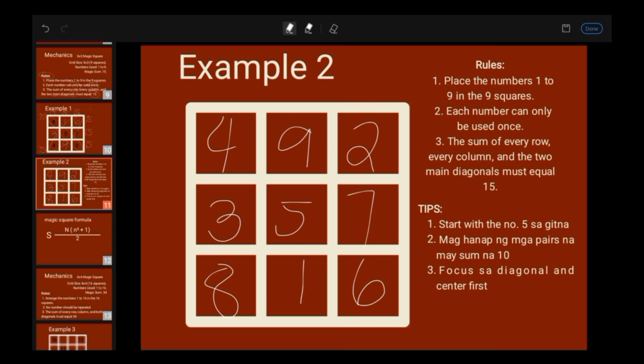4 plus 9 plus 2 is equals to 15. 3 plus 5 plus 7 is equals to 15. 8 plus 1 plus 6 is equals to 15.